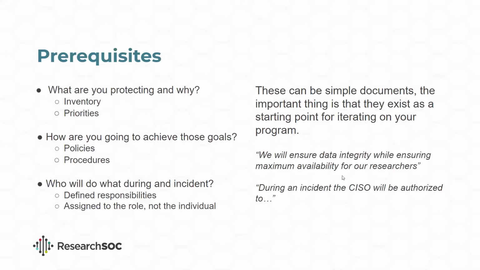So what do you need to get started with an exercise program? You need a couple of prerequisites. You have to have some sort of written policy to adhere to. So if you're starting out and you have absolutely nothing devoted to security, you're going to need to create some sort of master document, a master information security policy. That should probably include an incident response plan.